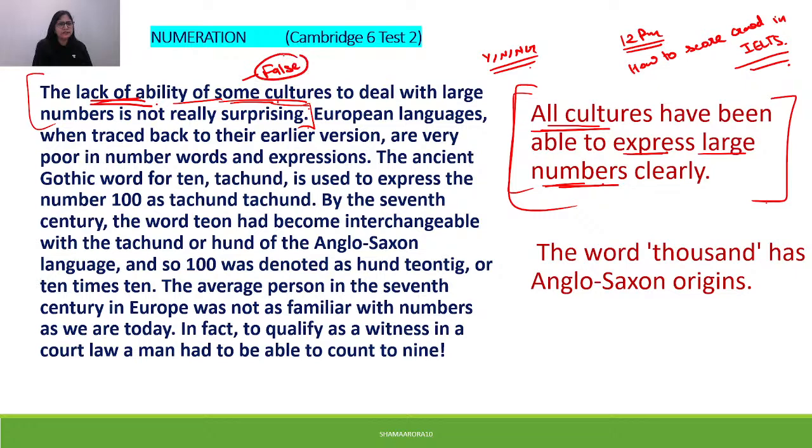And have you all noticed this? Some and all. Have you all noticed the difference? Yes, Anu, exactly. So the answer should be false. I hope it's clear to each one of you, right?